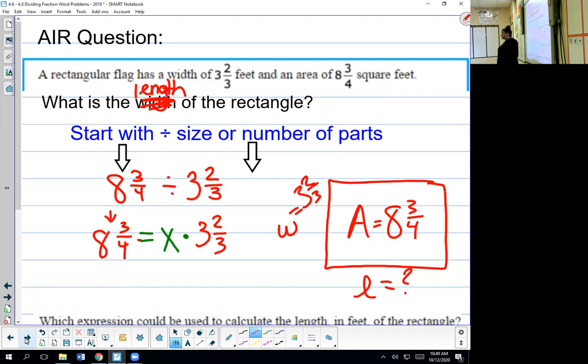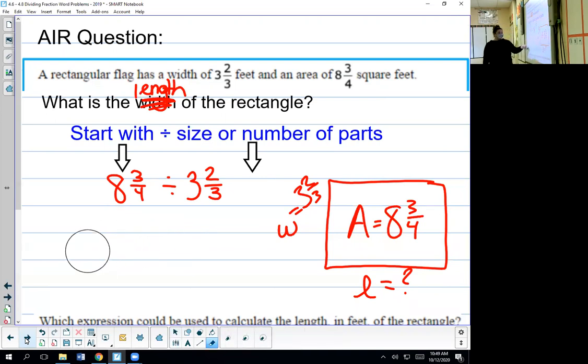Now, on the AIR test, they didn't ask you to solve it. Did anybody solve this one? Anyone solve it? Okay, let's solve it then. Let's solve it first. Does it make sense though why it's this way, not the other way around? Because this one is the answer. I already know the area is this number, and I'm going to cut it by the length, or the width, to find the length. So let's go and do this one together then.